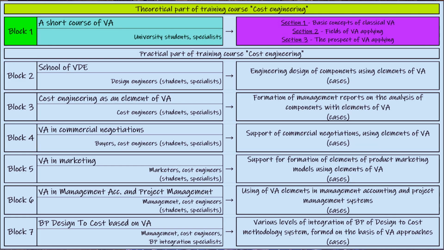Hi everybody! Within the section Basic Concept of Classical Value Analysis, Block 1 of the training course Cost Engineering, we have already considered the concepts of object of analysis as well as structural and functional models. The role of structural and functional models is to set the degree of abstraction of consideration of the conditional design structure, or list of function carriers of the component, and the complex of inherent functions.